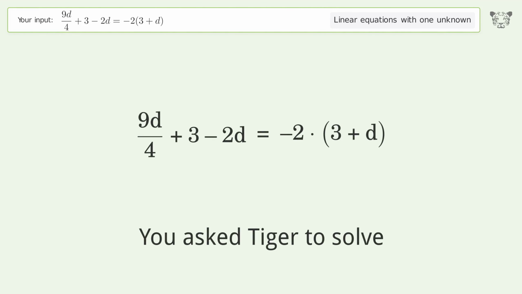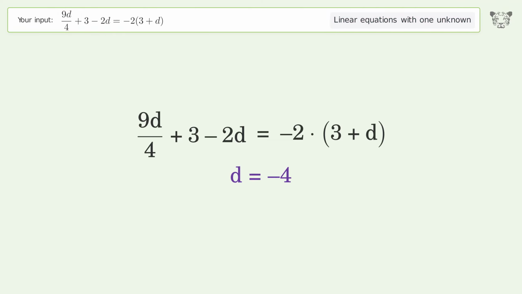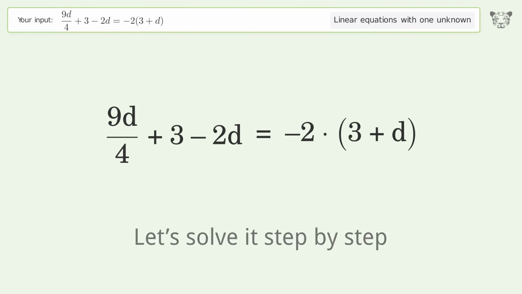You ask Tiger to solve this. It deals with linear equations with one unknown. The final result is d equals -4. Let's solve it step by step.